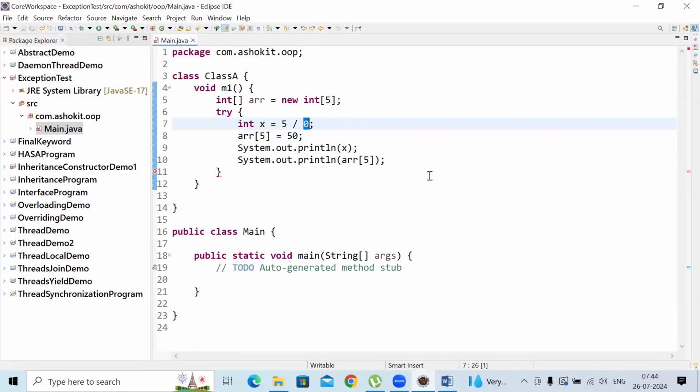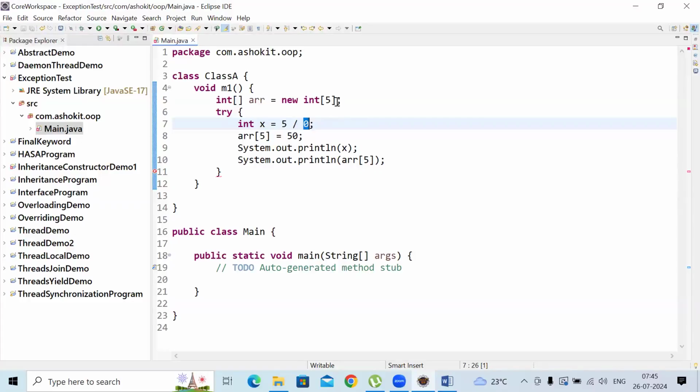There is no exception. Goes to line number 8. What type of exception may occur? Array index out of bounds exception will occur. What is the name? Array index out of bounds exception.